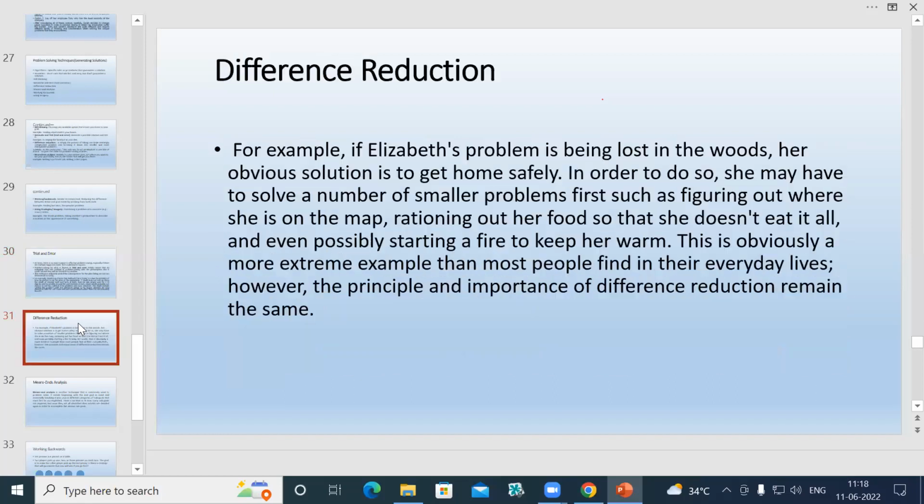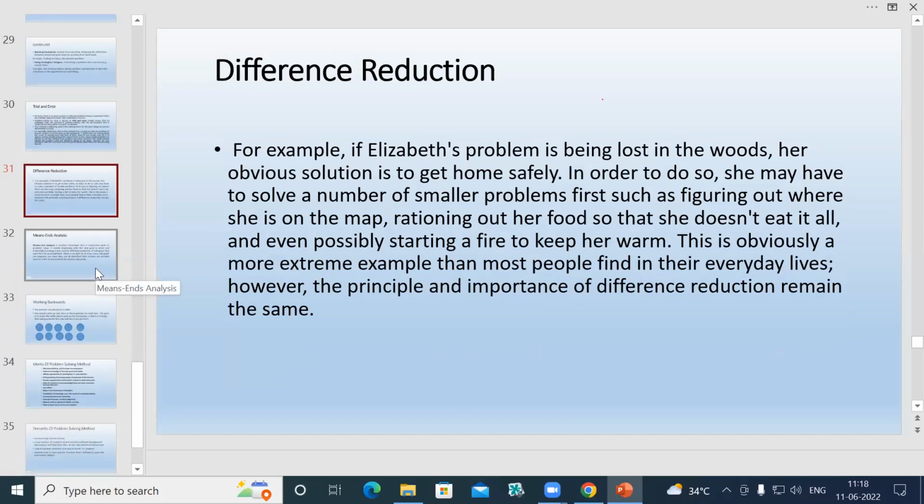Next slide, please. Difference reduction. For example, if Elizabeth's problem is being lost in the woods, her obvious solution is to get home safely. In order to do so, she may have to solve a number of smaller problems first, such as figuring out where she is on the map, then rationing out her food so that she doesn't eat it all, and even possibly starting a fire to keep her warm. This is obviously a more extreme example than most people find in everyday life, however, the principle and importance of difference reduction remains the same.